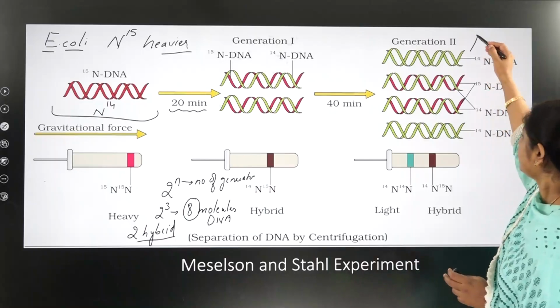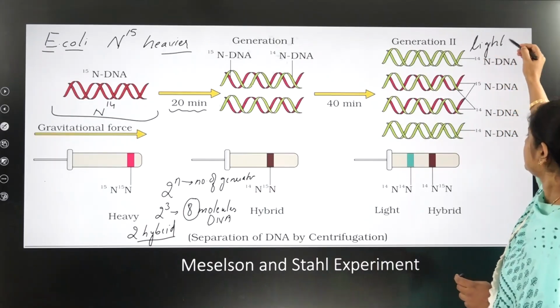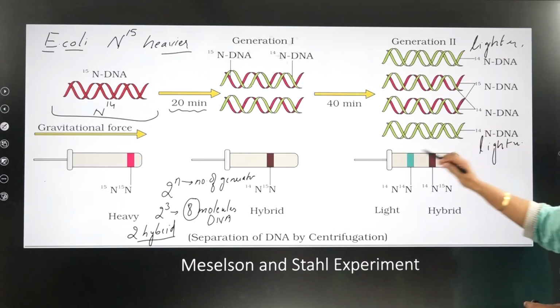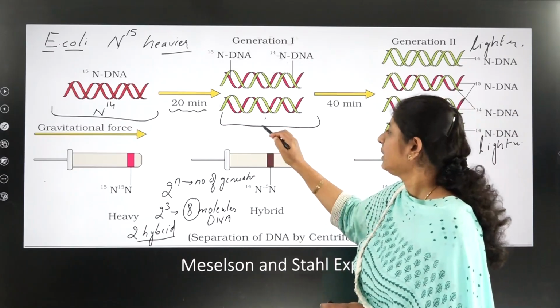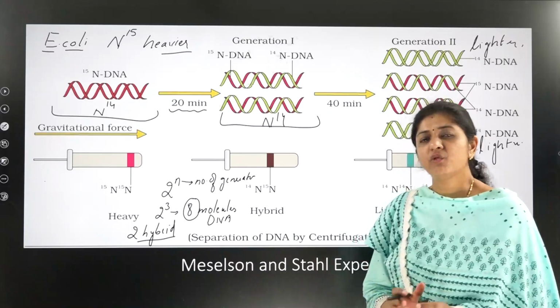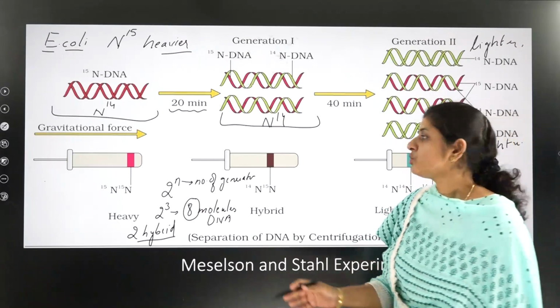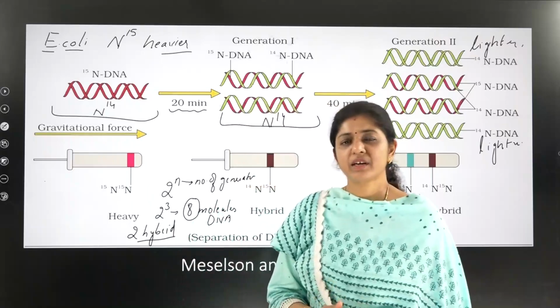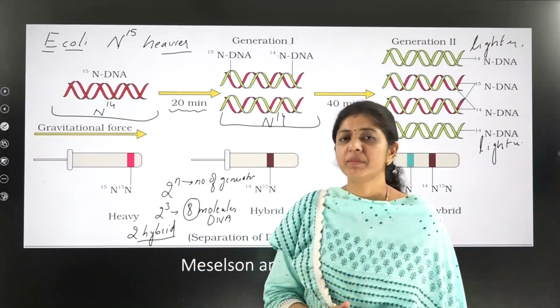they are the lighter strands. These are the lighter strands, right? Because we are culturing this in N14 medium, these are not heavier. N14 is a normal one, right? So how will we come to know which one is normal or lighter, which one is heavier, and which one is hybrid?